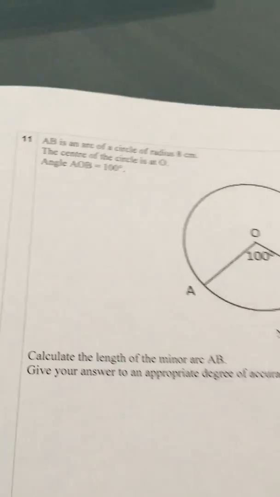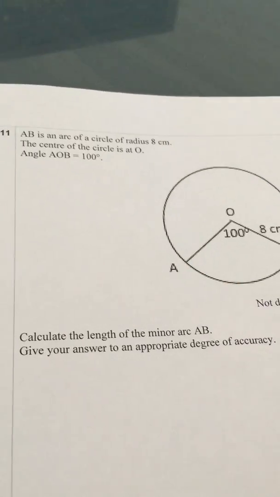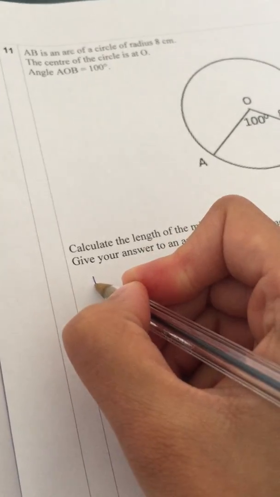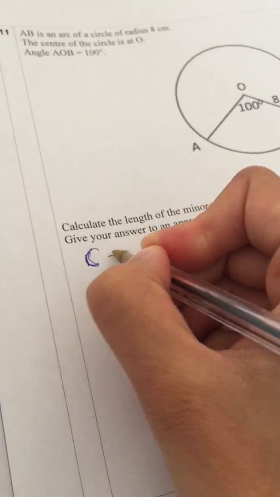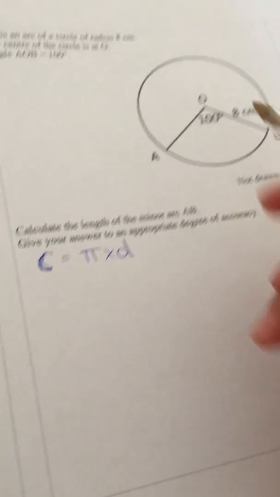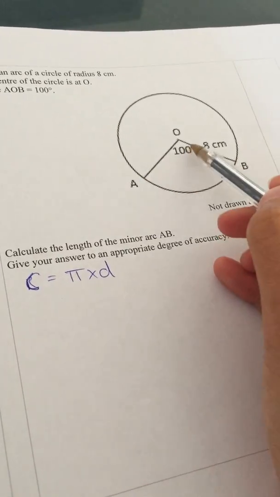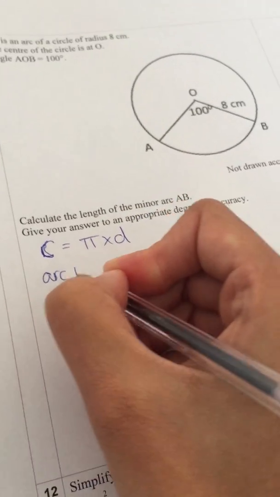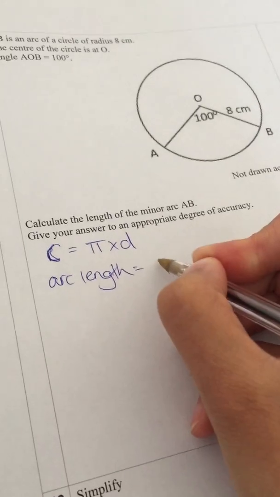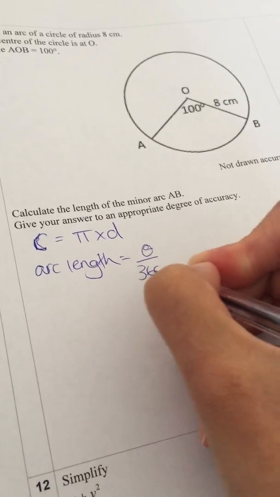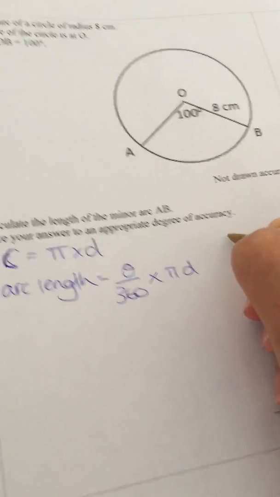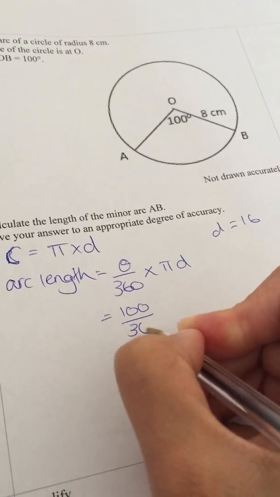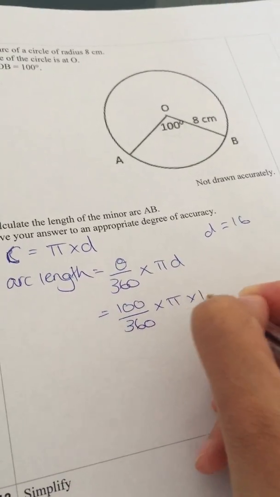Okay, question 11. Arc of a circle, and the radius is 8. We know this angle. We want to calculate the length of an arc. So first of all, the circumference of a circle equals pi times the diameter. But this arc is a fraction of the circle, and it's 100 out of 360ths of the circle. So the arc length is equal to the angle over 360 times pi times the diameter. Now my radius is 8, so my diameter is 16. My angle is 100, so I'm doing 100 over 360 times pi times 16.